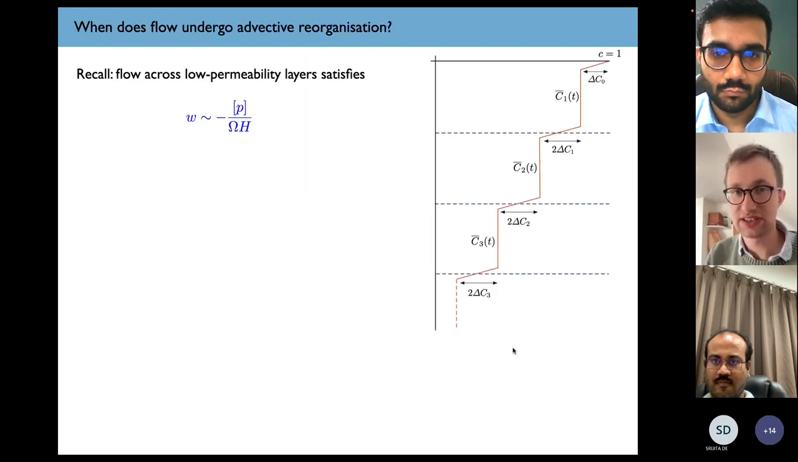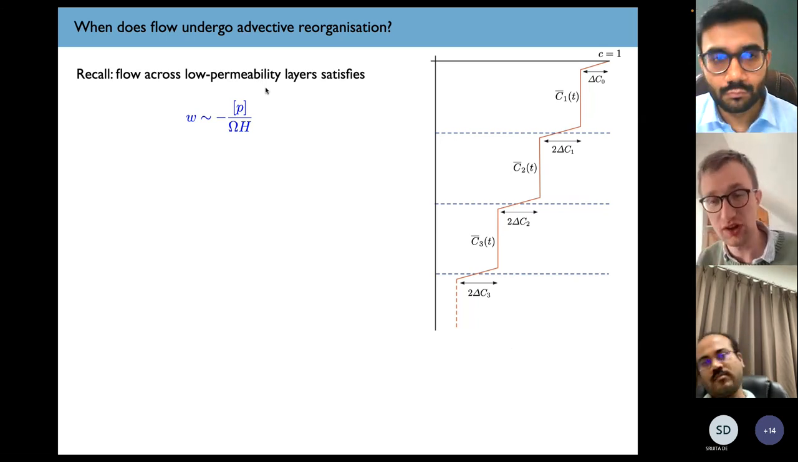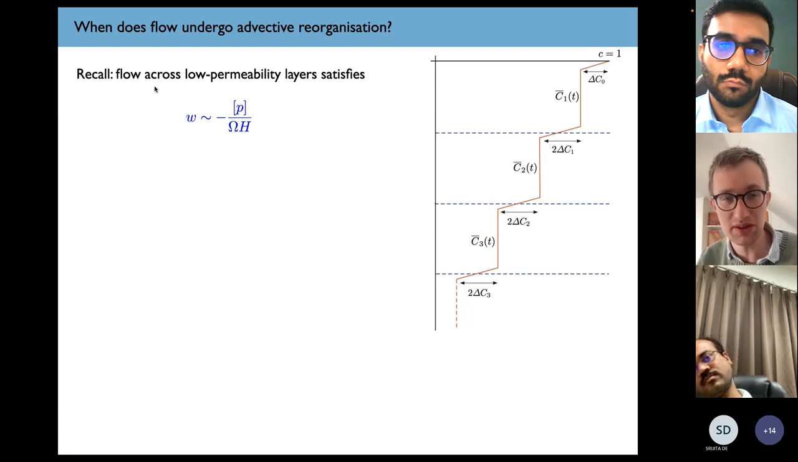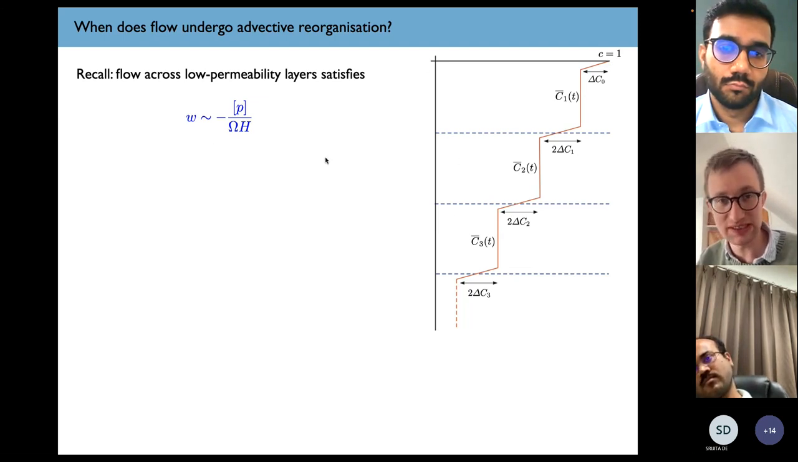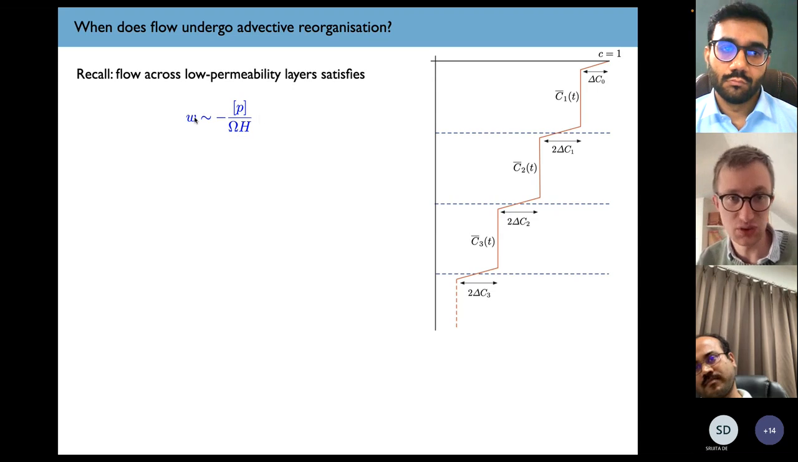But there's still this curious advective reorganization feature. So let's just briefly consider what is going on with that. If you remember, this limit we're working in is where the flow is driven across each low permeability layer just by this pressure jump across the layer, basically. That's Darcy's law at each layer.